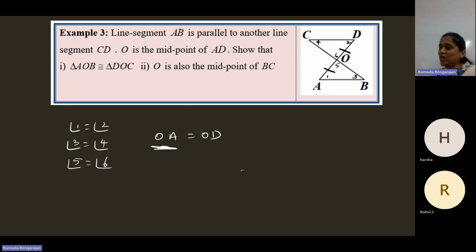Now the second triangle, OD. OD is the included side for which two angles? 6 and 2. For angle 6 and angle 2, it's the included side. So OD is some other side for which two angles? 6 and 4, and also 2 and 4.